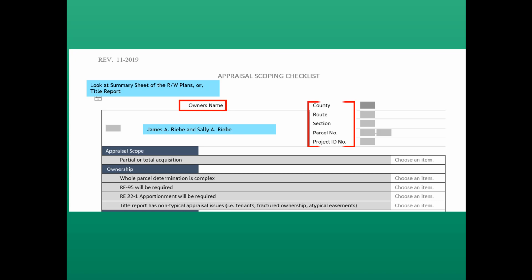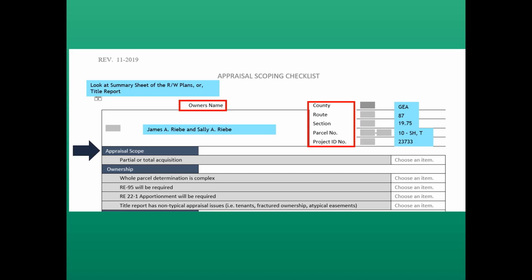It's James A. Ryby and Sally A. Ryby. Next, let's fill out the county route section, parcel number, and project ID number, also known as PID. The county is Geauga County, and the acronym that we use for that is GEA. State Route 87. The section of State Route 87 that the project is on is 19.75. The parcel is 10 SH&T, and the PID is 23733. All of those we got from the right-of-way plans and the construction plans.